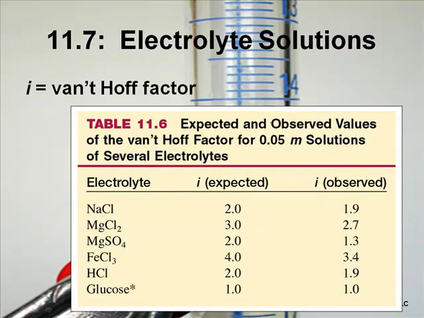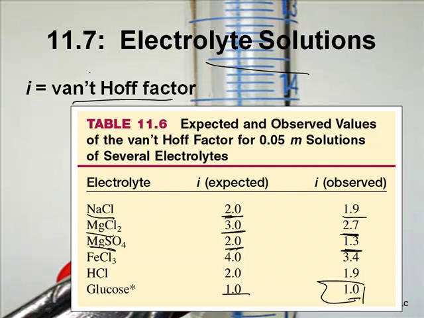All right, one last thing in Unit 11, or Chapter 11, I should say. It's called the van't Hoff factor. We've talked about what it is, but there's something kind of weird about it. You expect i for salt, sodium chloride, to be 2, and it turns out it's actually 1.9. Magnesium chloride, we said it would be 3, and actually it's 2.7. Magnesium sulfate, we'd expect 2, and it's actually 1.3. Glucose is 1, and it's 1. This is the only one that matches. So the van't Hoff factor, we say it's about this.